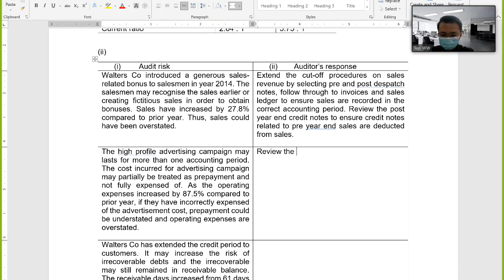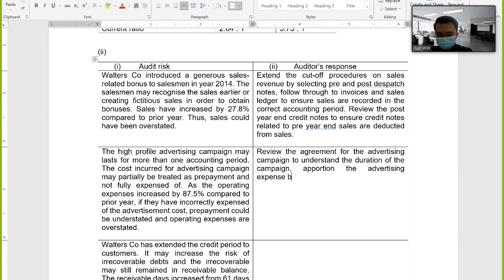Review the agreement for the advertising campaign to understand the duration of the campaign. Okay. Understand the duration. Is it 1 year or 2 years or 3 years? Okay. Then you do the calculation. Apportion the advertising expense, okay, based on the campaign period.